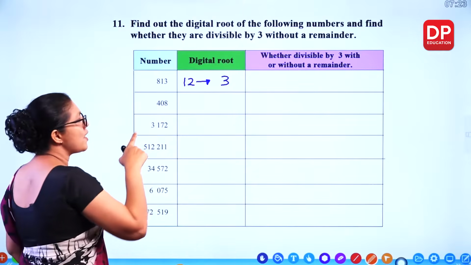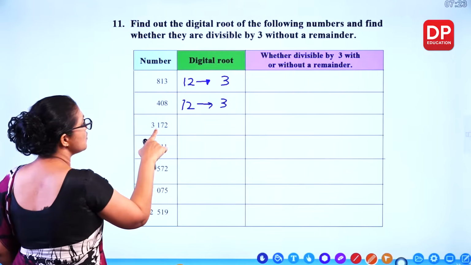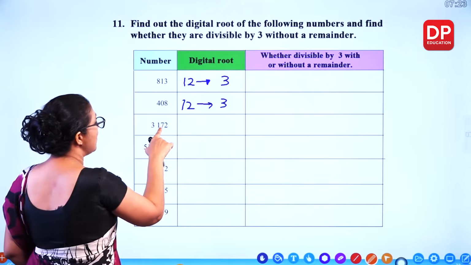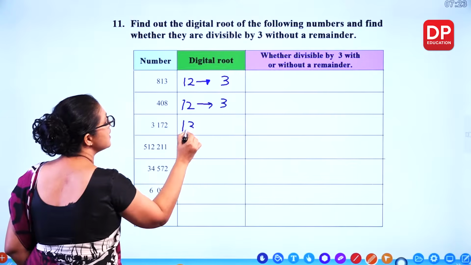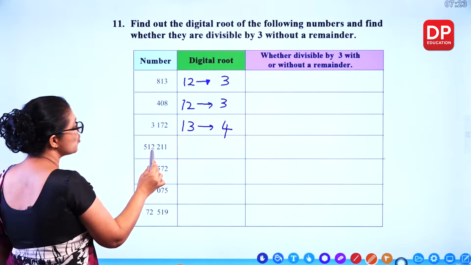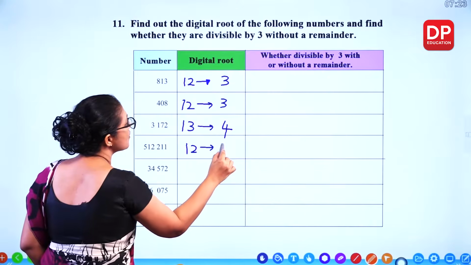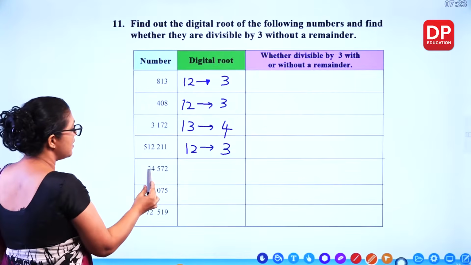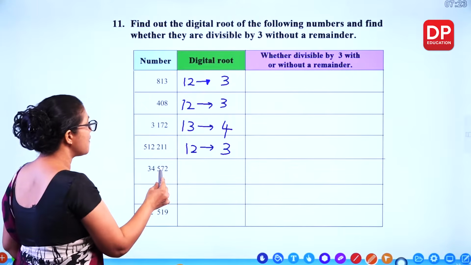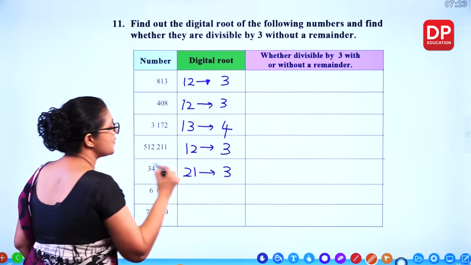408. 8 plus 4, 12. 2 plus 1, 3. This one, 3 plus 1, 4. 4 plus 7, 11. 11 plus 2, 13. 3 plus 1, 4. 5 plus 1, 6. 6 plus 2, 8. 8 plus 2, 10. 11, 12. So 1 plus 2, 3. 3 plus 4, 7. 7 plus 5, 12. 12 plus 7, 19 and 21. 2 plus 1 again, that's 3.